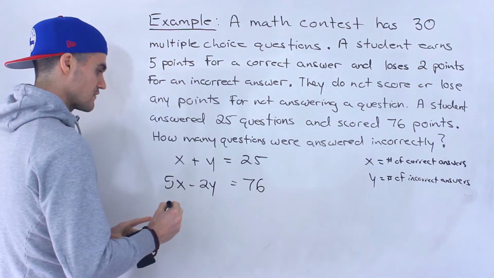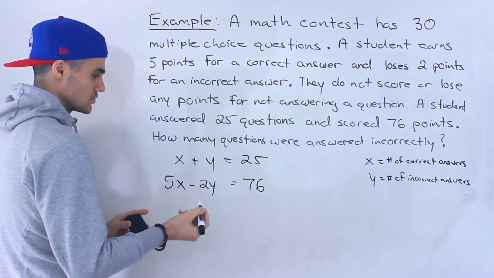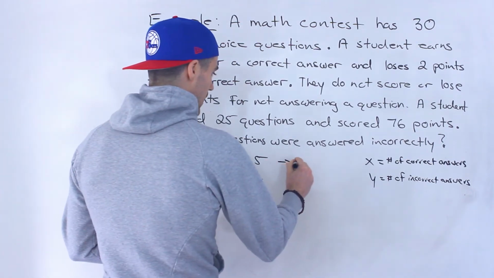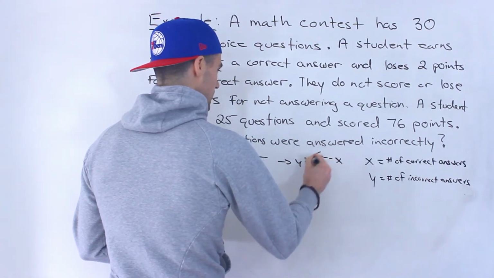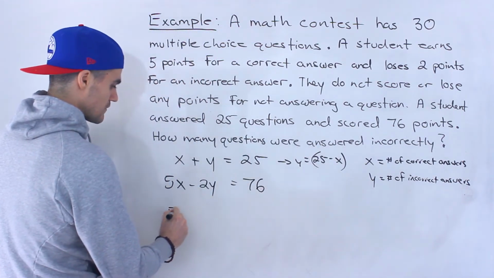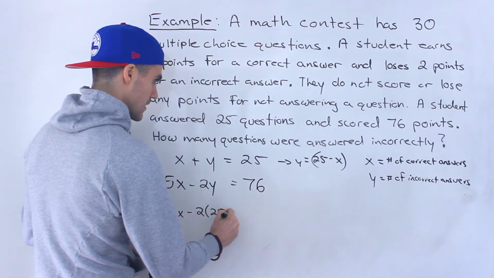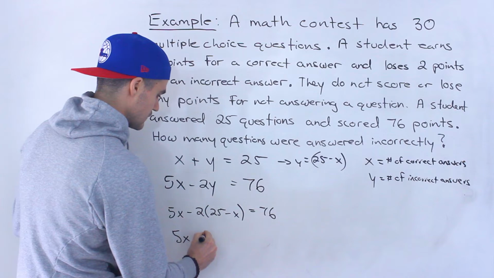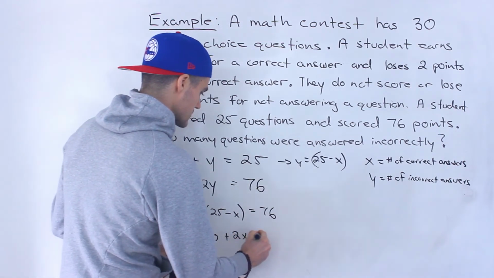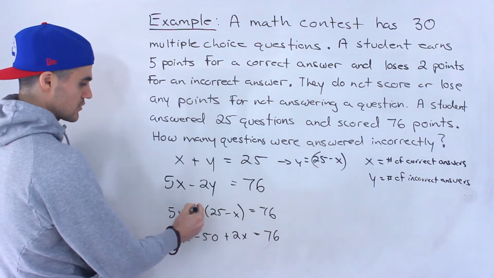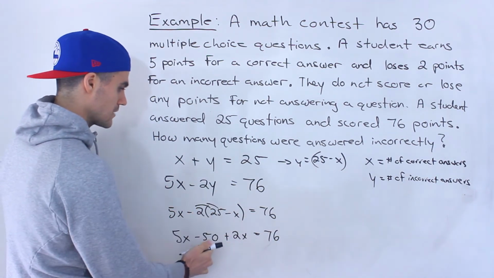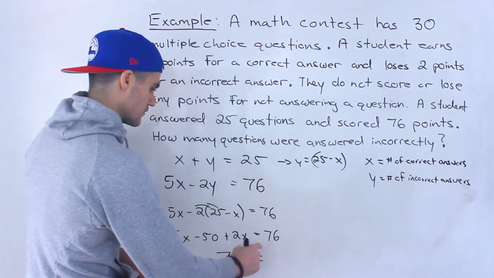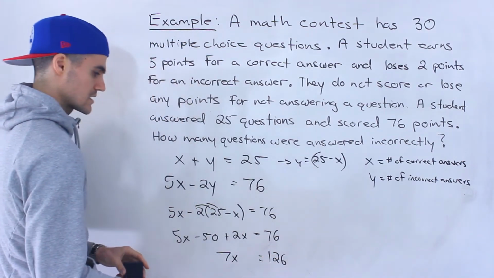And then from here to solve this, I feel like it's best to do substitution. So what I'll do is isolate for the y, bring the x over. So y equals 25 minus x. Then I'm going to take this and plug it in here. So I'll have 5x minus 2 times (25 minus x) equals 76. So we'll have 5x minus 50 plus 2x equals 76, after I distribute that negative 2 inside the bracket. Bring the 50 over. 5x plus 2x gives us 7x. And over here, we would end up with 126, like that.